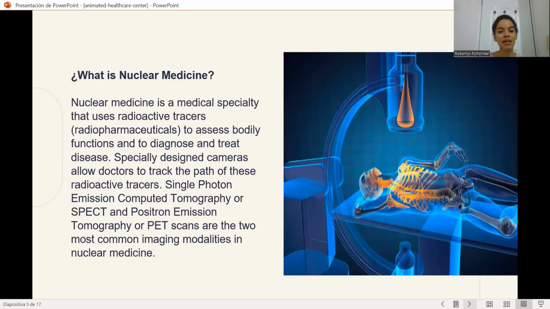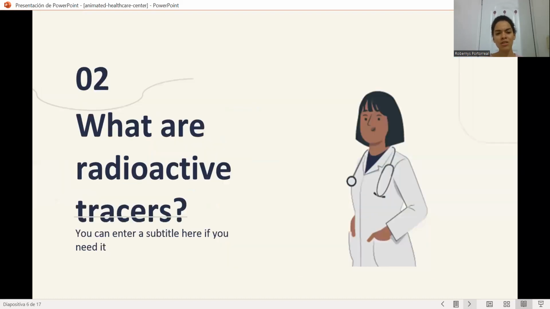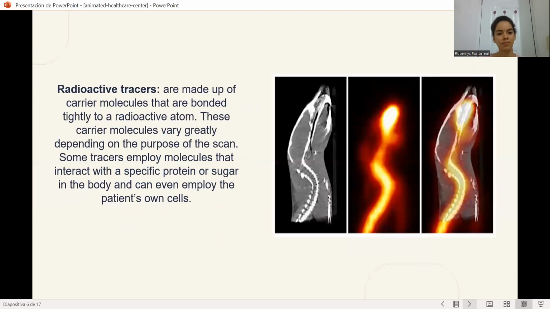Nuclear medicine is a medical specialty that uses radioactive tracers, radiopharmaceuticals, to assess bodily functions and to diagnose and treat disease. Especially designed cameras allow doctors to track the path of these radioactive tracers. Single photon emission computed tomography, or SPECT, and positron emission tomography, or PET, scans are the two most common imaging modalities in nuclear medicine. What are radioactive tracers?